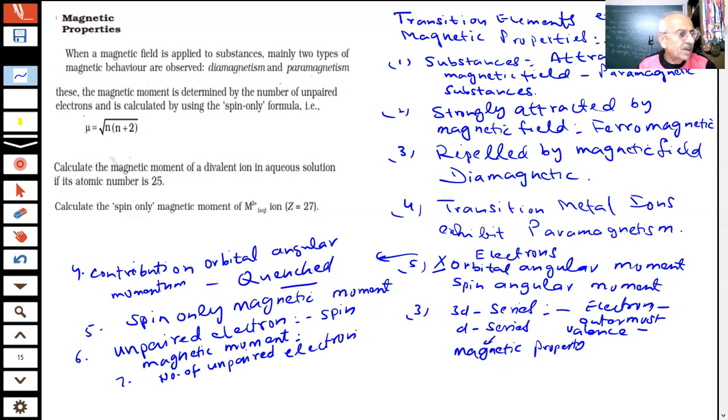And a formula has been given in order to find the spin magnetic moment. The magnetic moment can be calculated by the formula mu = root of n(n+2), where n is the number of unpaired electrons in the metal ion. If I put the value of n, I will get the value of mu, which is expressed in Bohr magneton, BM. The unit of this is BM, called Bohr magneton.